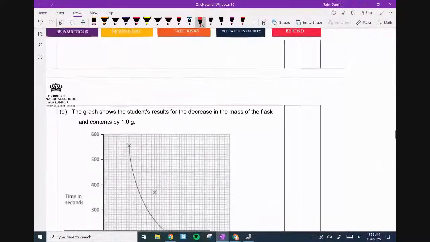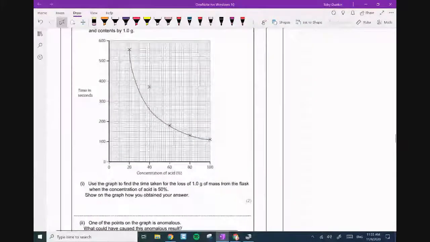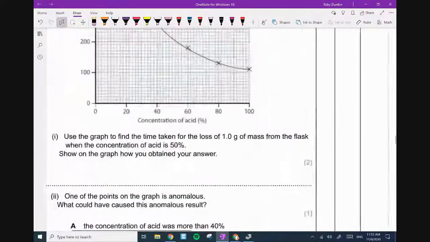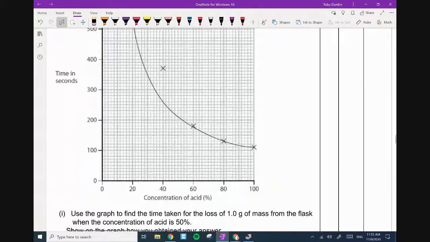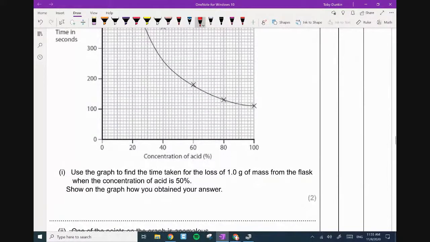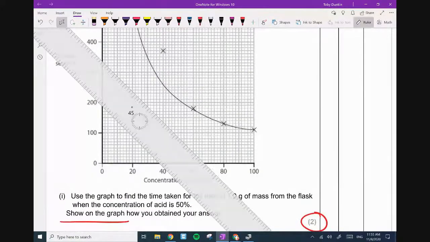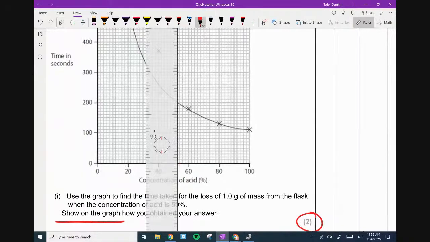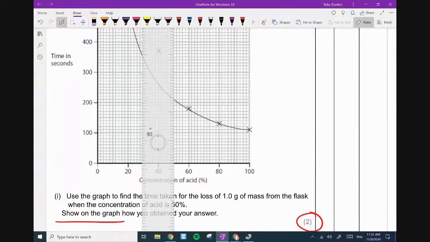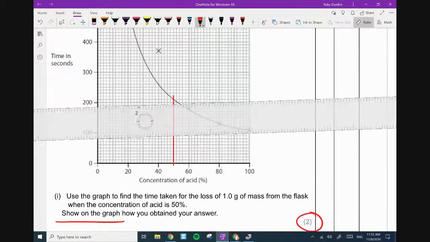Next. Right, so use the graph. There's an anomaly. You can see the anomaly. Use the graph to find the time taken for the mass lost at 50%. Right, 2 marks. Show on the graph how you obtained this. Loads of students didn't bother to show their line. A couple of people did the wrong square. So it's nice just to try and line it up. There we go. And then read it off.